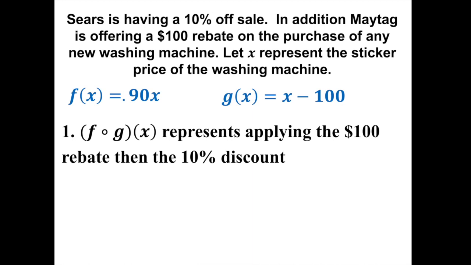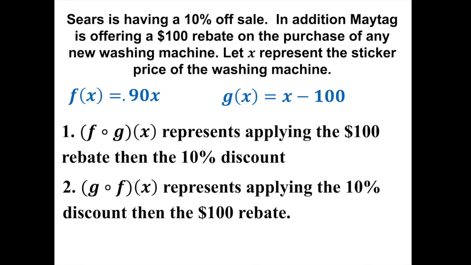If F of G of X represents applying the $100 rebate, then the 10% discount, is that better? Or should we go G of F of X, which represents getting the 10% discount, then getting the $100, right? Because the person at the store is going, well, would you rather have me apply the $100 discount first or after I apply the 10% discount? Well, you go, well, does it make a difference? Let's find out.